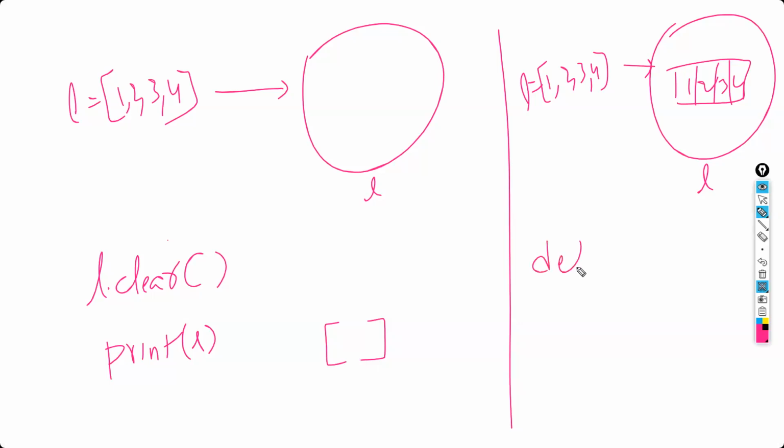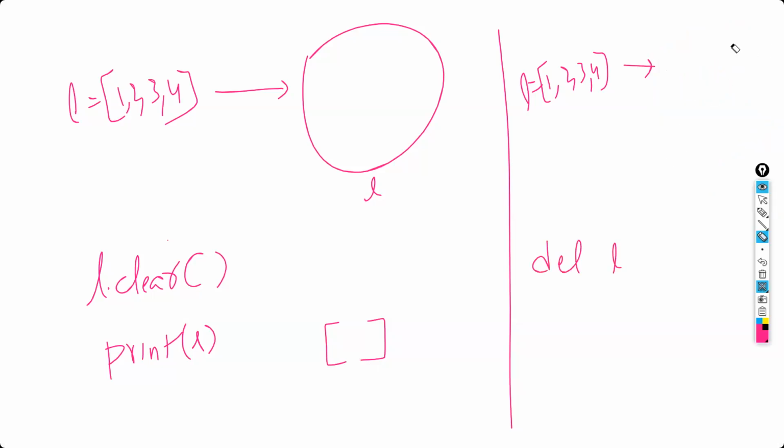Now del L means it is going to delete the variable. When deleting the variable, the object along with the values, everything is deleted. What is the difference here? In clear, only values are deleted. Here, values plus object. Whatever clear is doing, this also does, along with deleting the object. Now if you ask print L in this case, what is the answer? It is going to throw a NameError because the object is not there now.